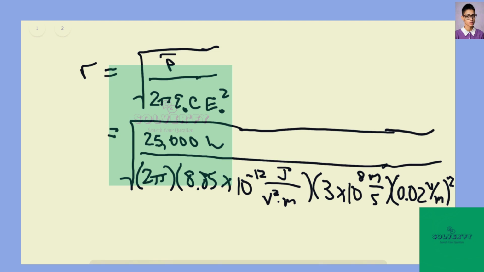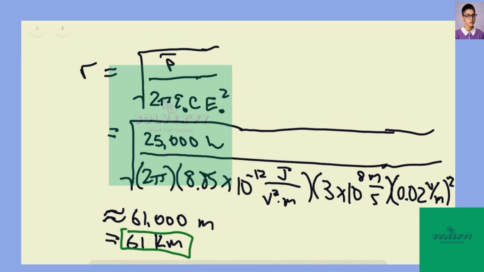So if we plug all of this into a calculator and round to 2 sig figs, we find that this comes out to be 61,000 meters. We'll say about equals 61,000 meters, which is equal to 61 kilometers. And that is your answer.